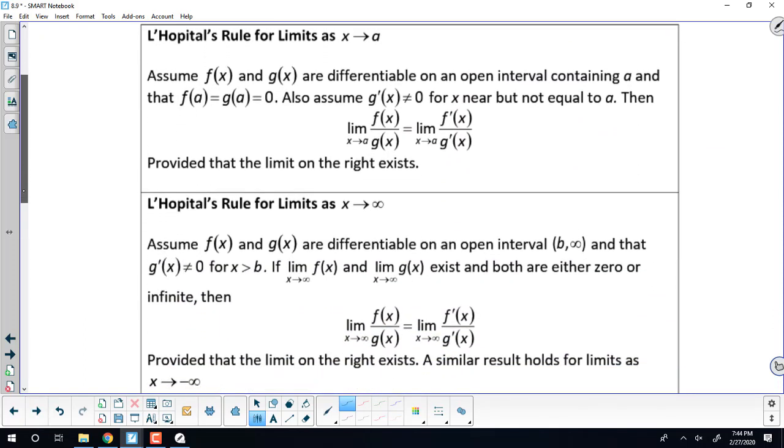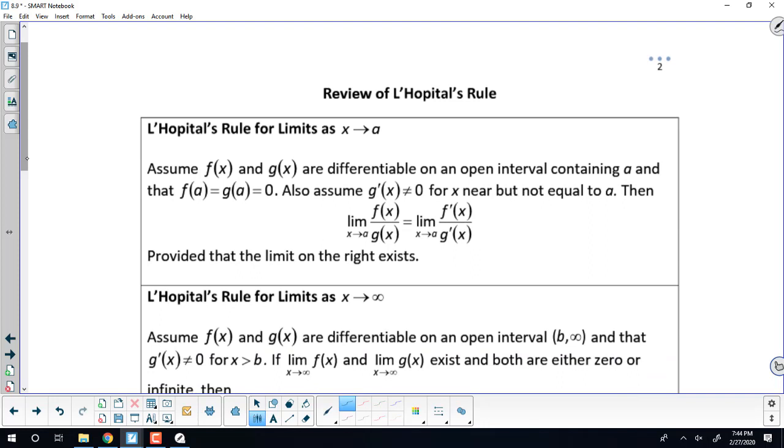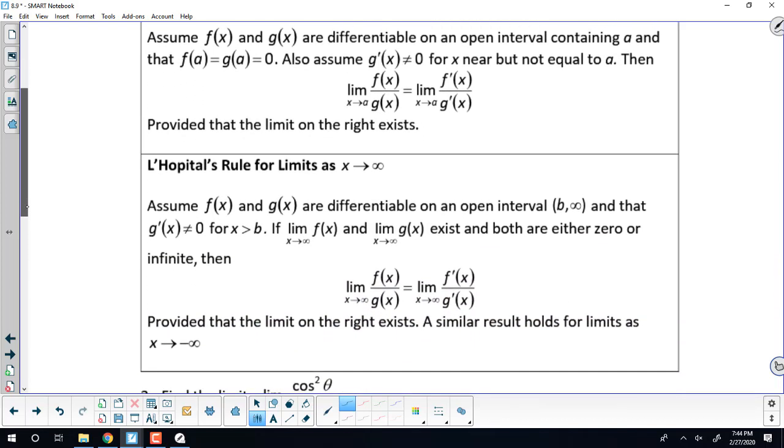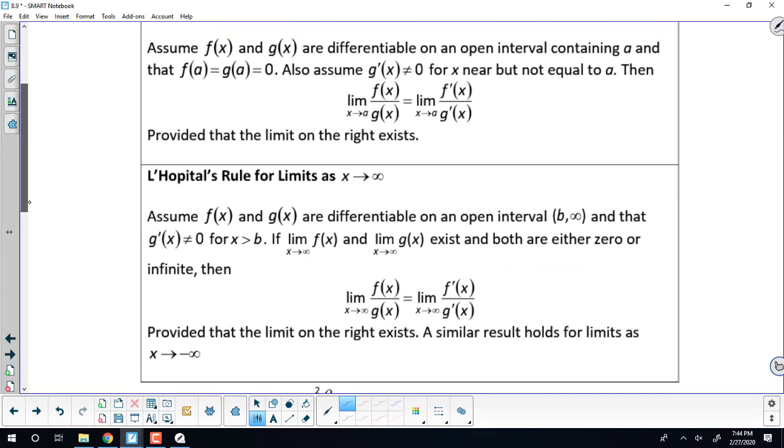L'Hopital's rule, again, L'Hopital's rule is in section 4.7, if you also need a review of that. But the basic summary is here. L'Hopital's rule applies to limits of the form 0 over 0 or infinity over infinity. Those two are the only two instances where we apply L'Hopital's rule.